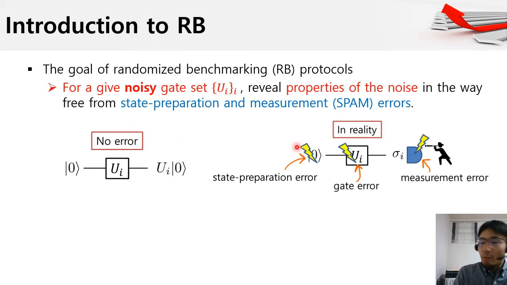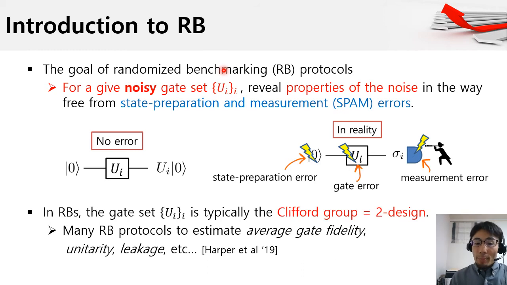If there's no noise, well, of course, life is very peaceful, everything is very easy. But in reality or in experiments, everything is noisy. State preparation always has some errors, and gate action is always noisy, and also in the measurement process, we have lots of noise. And in this situation, the RB protocols try to estimate only the properties of noise on the gate. So we don't want to be bothered by state preparation and measurement errors. This is not an easy task because everything is noisy. But if we use a good technique of RB, we can estimate the noise only on the gate set.